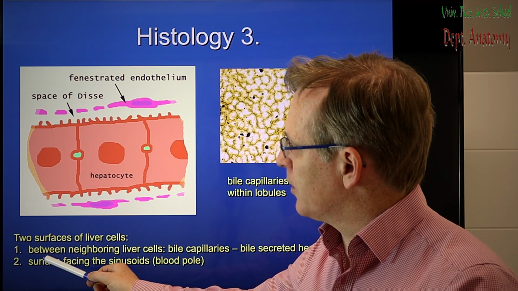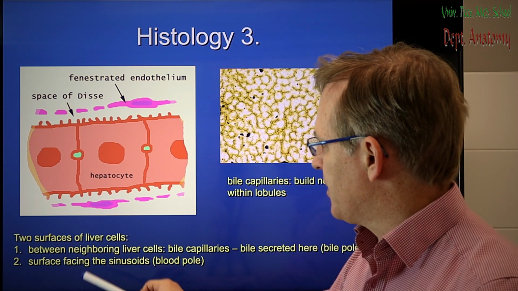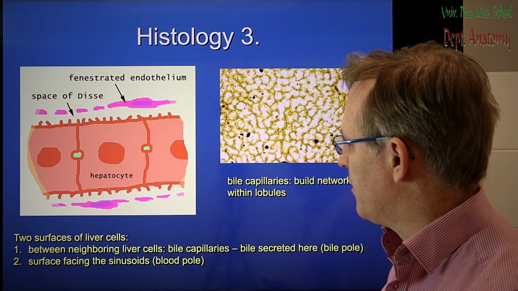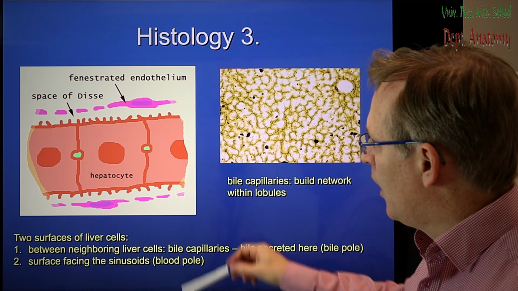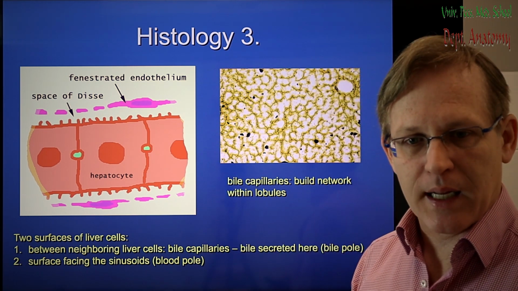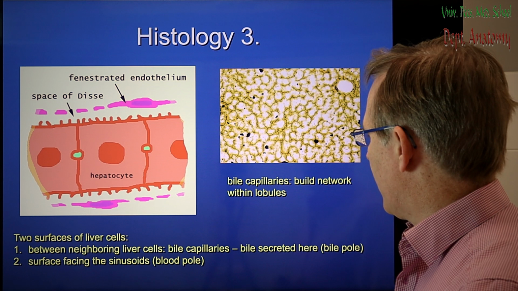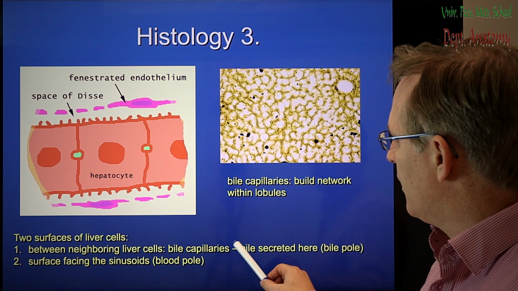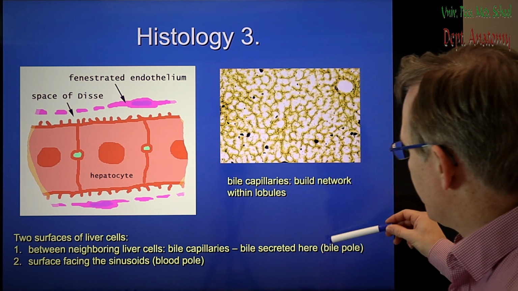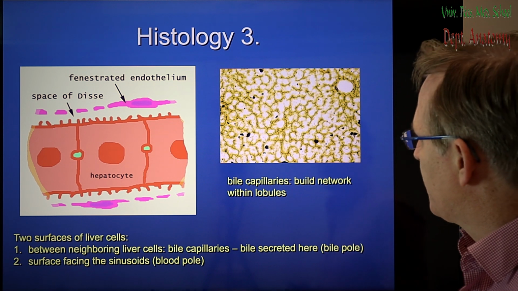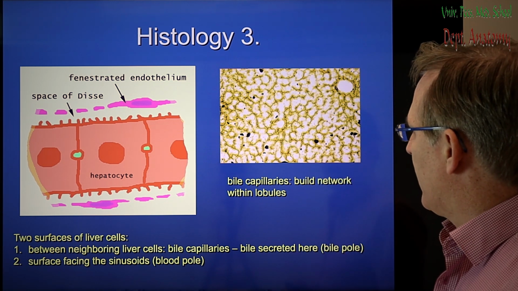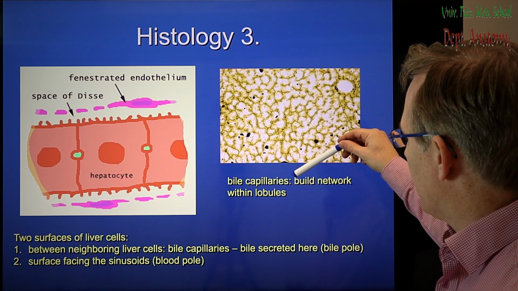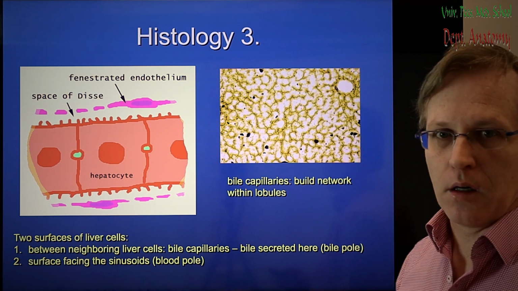The other surface of the hepatocytes faces the neighboring hepatocytes, and in between the hepatocytes we have the bile canaliculi. The bile canaliculi do not have a wall. The walls of the bile canaliculi are formed by the cell membrane of the neighboring hepatocytes and contain bile, of course. So this is the bile pole of the hepatocytes. In this picture you can see the bile canaliculi only with silver nitrate impregnation. So the bile canaliculi build a network within the lobules.